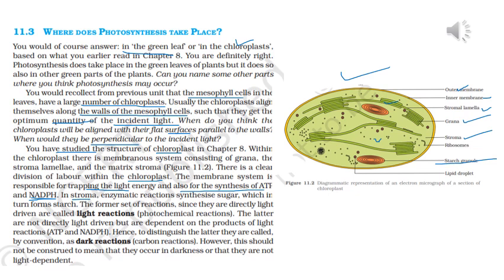The former set of reactions, since they are directly light driven, are called light reactions or photochemical reactions. The latter are not directly light driven but are dependent on the products of light reactions, that is ATP and NADPH. Hence, to distinguish the latter, they are called by convention dark reactions, carbon reactions. However, this should not be construed to mean that they occur in darkness or that they are not light dependent.